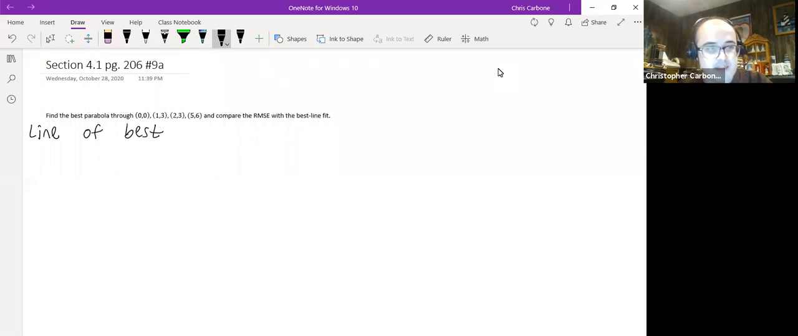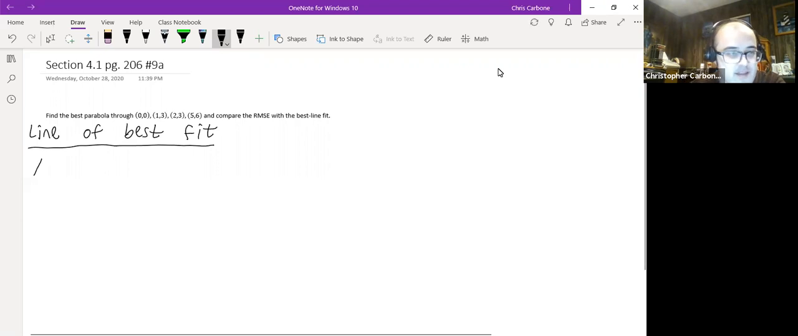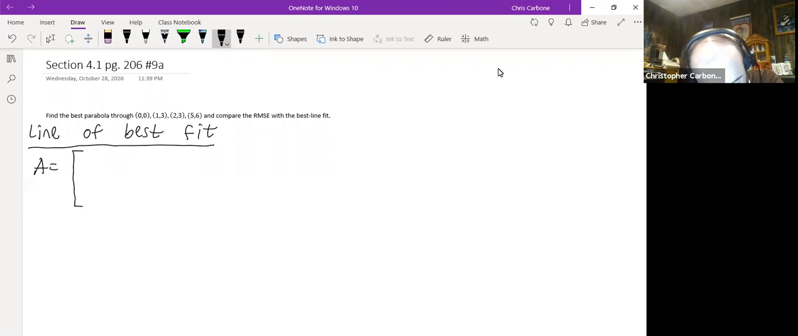Line of best fit. We first need to make a matrix A. We have the first column being all ones. And since we have 4 points, there would be 4 ones that go along with that. And then all of the x terms. So this would be 0, 1, 2, and 5, in that order.